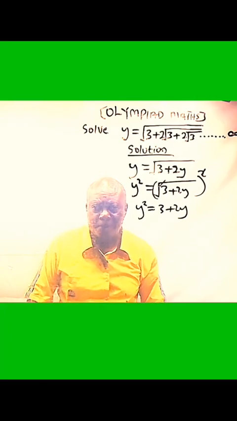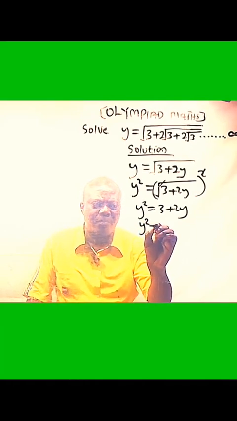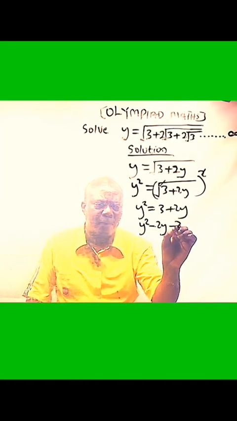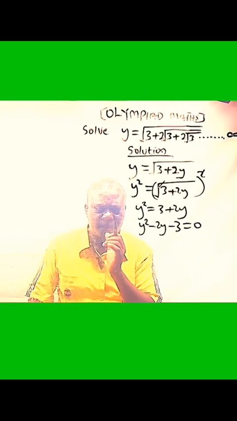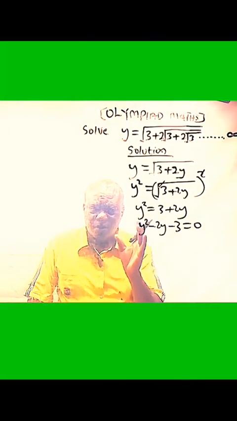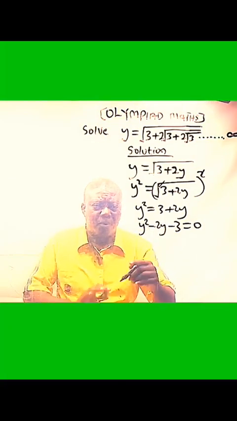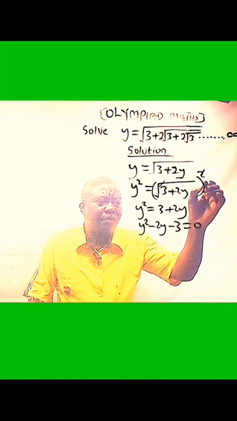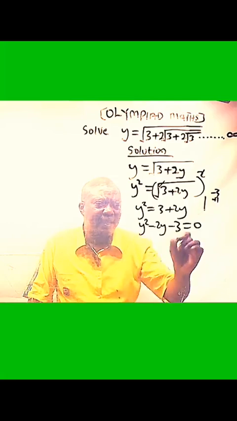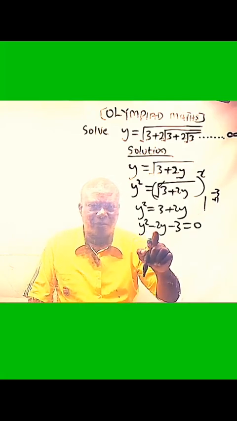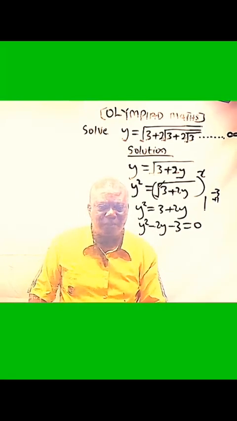So the equation is quadratic. Now you rearrange it: y squared minus 2y minus 3 equals 0. By looking, it can be factorized. Think of two numbers which, when you add them together, give you minus 2, and when you multiply, give you minus 3. Of course, the numbers will be minus 3 and plus 1. Minus 3 plus 1 is minus 2. Minus 3 times 1 is minus 3. Can you see it? The two conditions have been fulfilled.